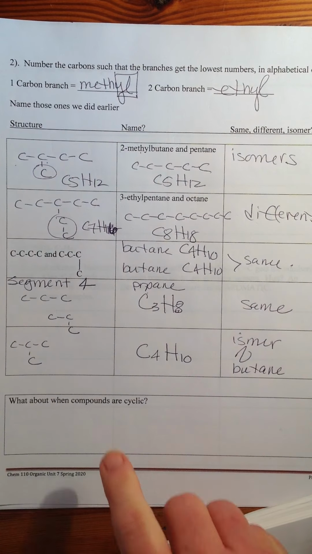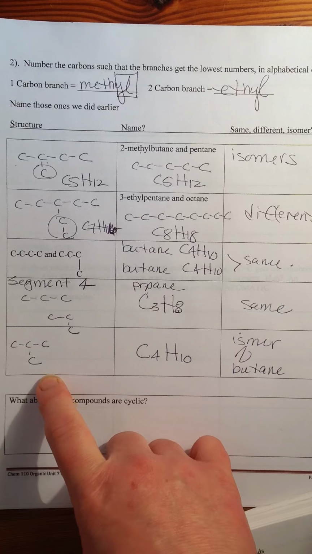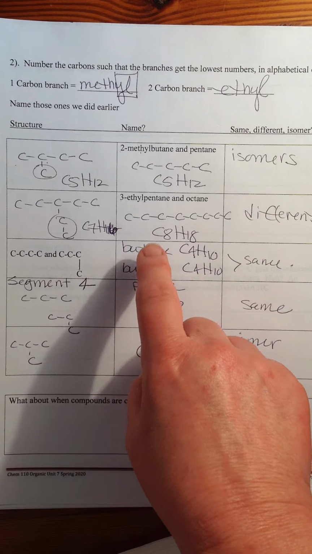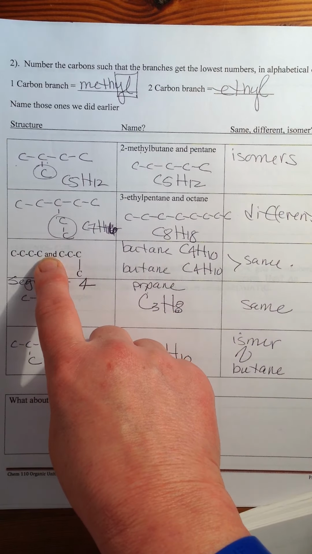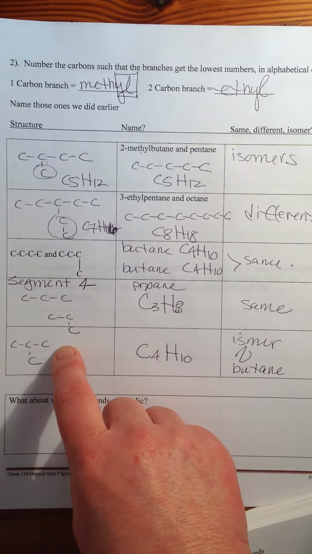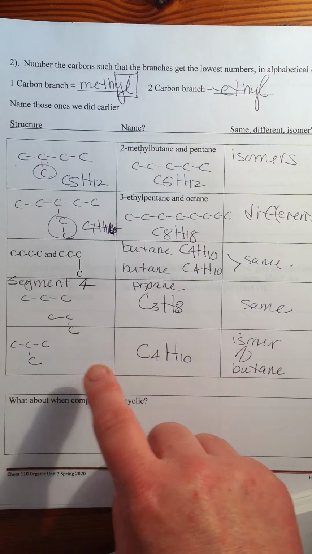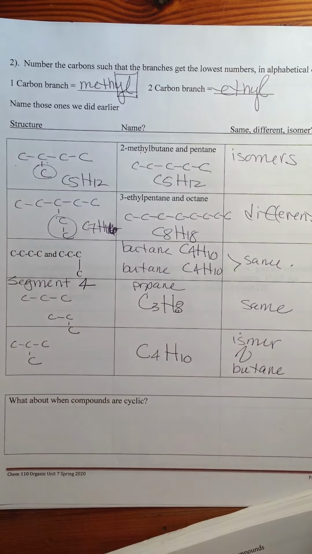All right, and then over here, C4H10, we have butane, 4 in the longest continuous carbon chain. Now we have 3 and a branch. So this is an isomer of butane.